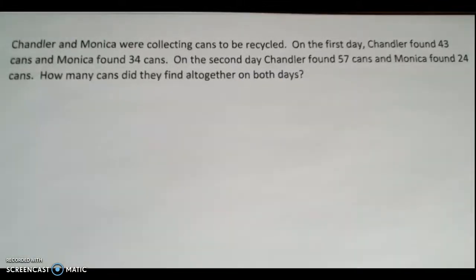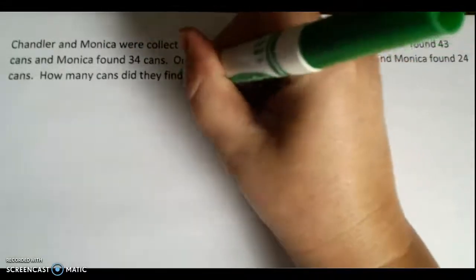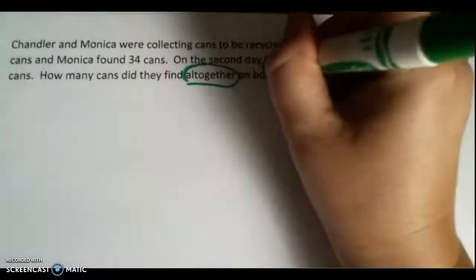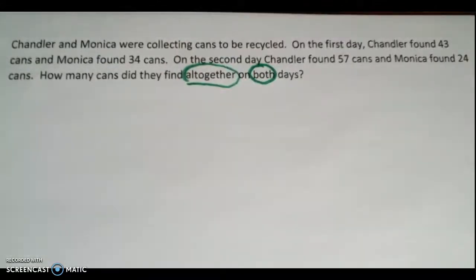So the first thing I have to understand is what is the word problem asking me? The first thing I notice is that it wants to know how many altogether on both days. That's very important for me to understand: the word altogether means to add, and I'm adding both days. So let's go ahead and write an equation.